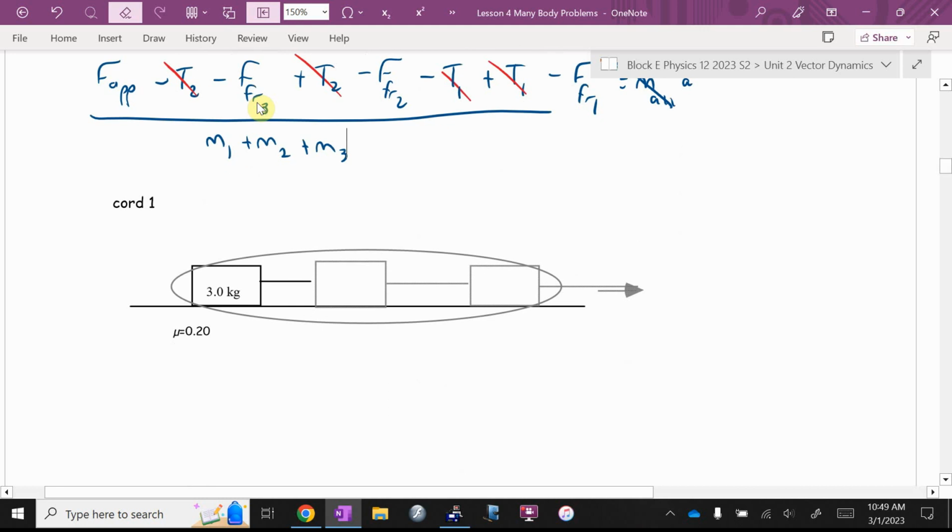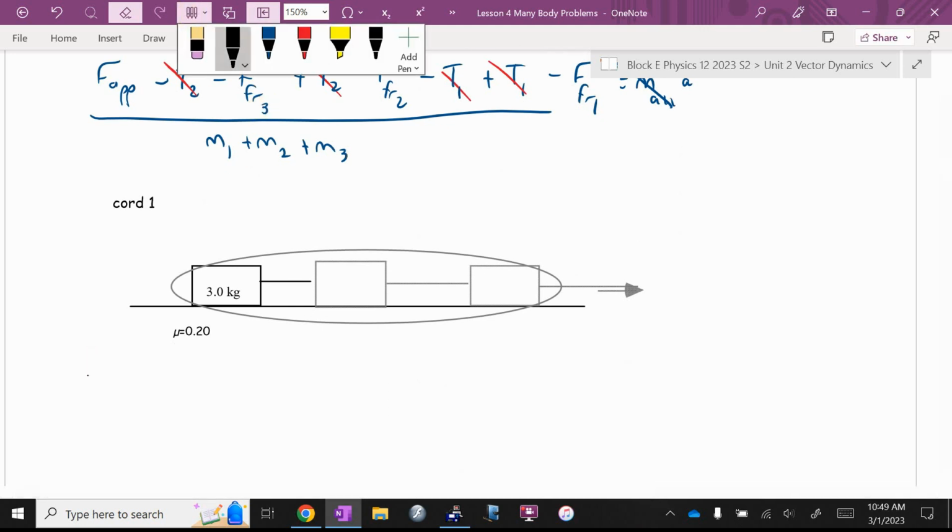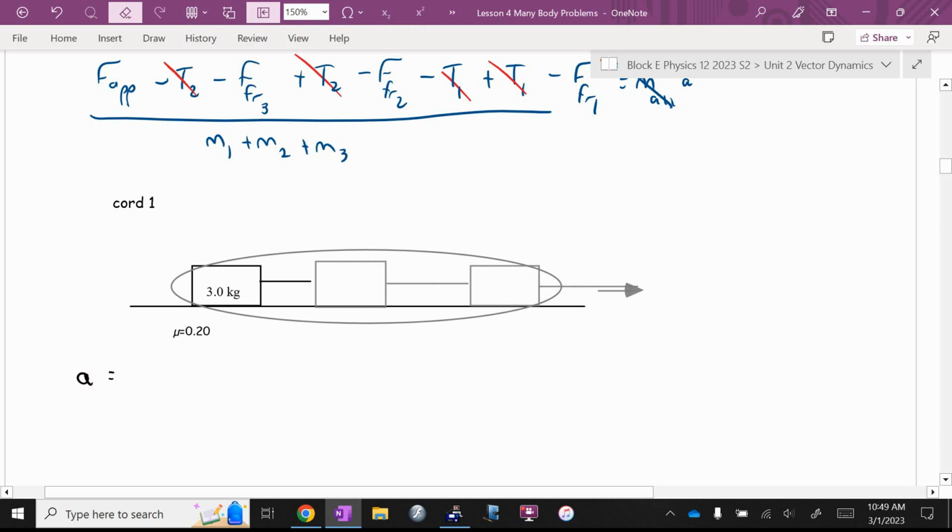Let's see. So A equals F applied minus friction 3. I'm not going to write friction 3 because friction is what times what? It's going to be mu times normal force number 3. I don't know normal force number 3. Oh, but look, I don't know the force the same size as normal force number 3. Which one? Which mg? This is normal force number 3.